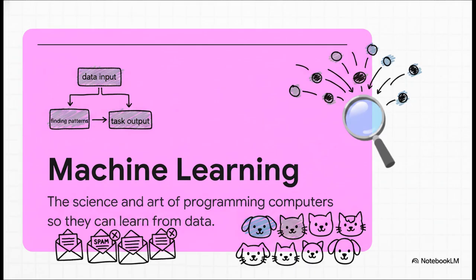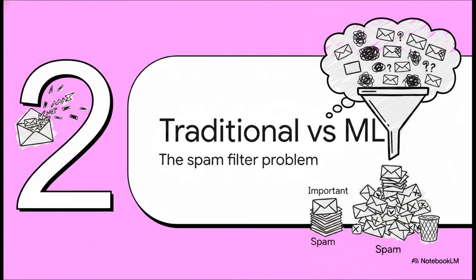Right? Instead of us handing the computer a super rigid set of instructions, we give it an experience. Usually that's just a massive data set. That experience could be, say, thousands of past examples of spam emails or thousands of images of cats and dogs. The system literally takes that data, hunts down the hidden patterns, and figures out how to perform the task all by itself. Moving on to Section 2, Traditional Code versus Machine Learning.